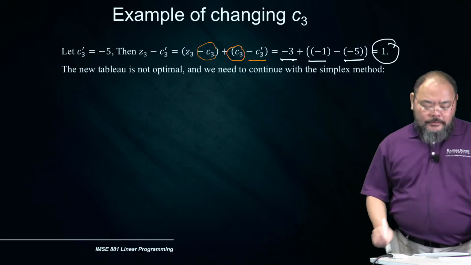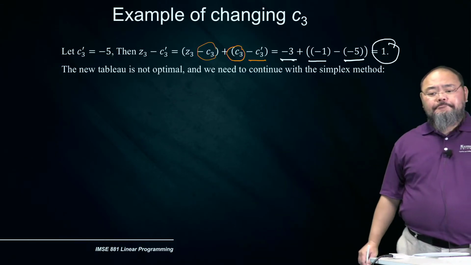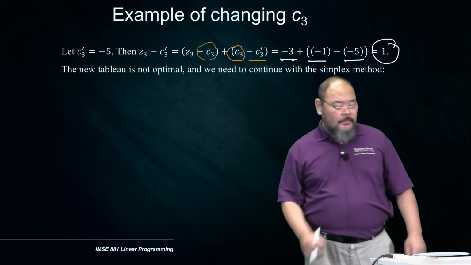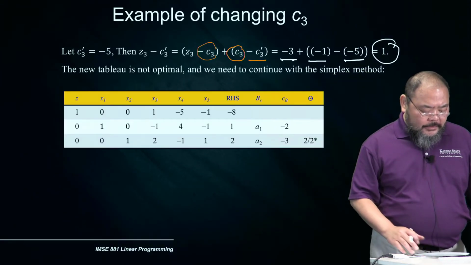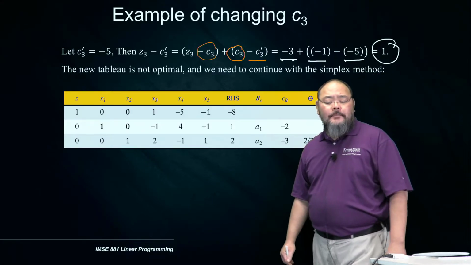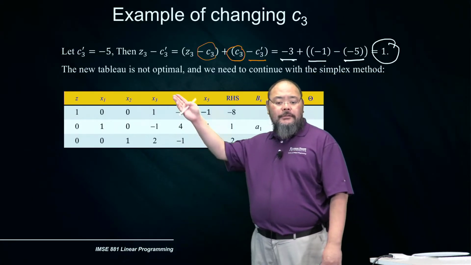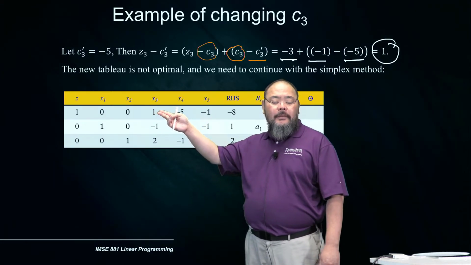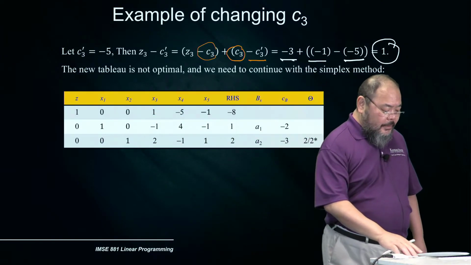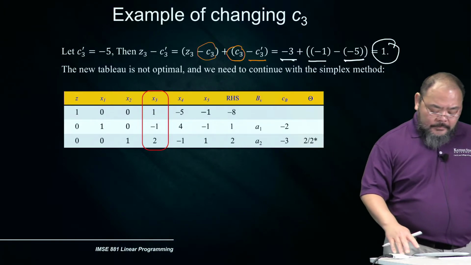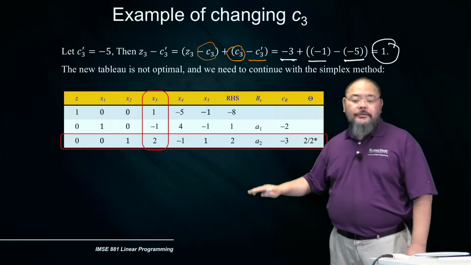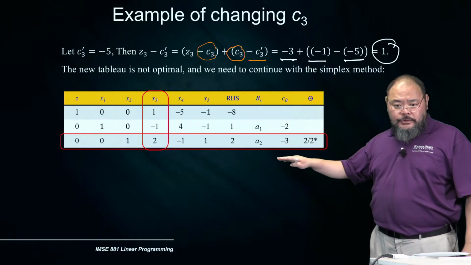So we know that right now Z3 minus C3 prime becomes positive. What happens in the simplex tableau? We notice that now x3 has a positive Z3 minus C3 prime, so x3 can enter the basis. Based on the minimum ratio test, x2 is leaving the basis.